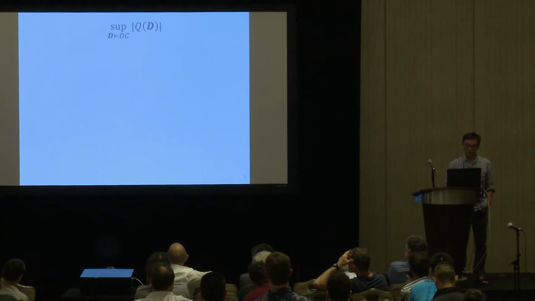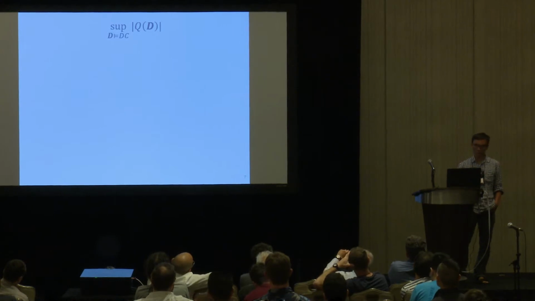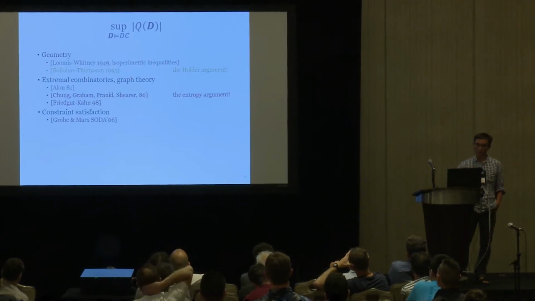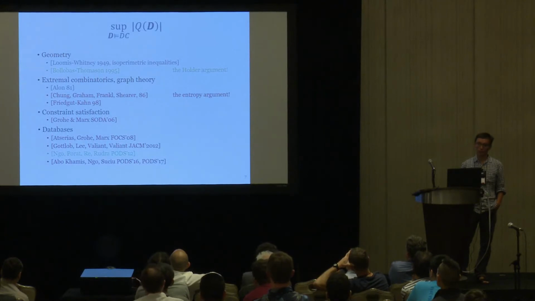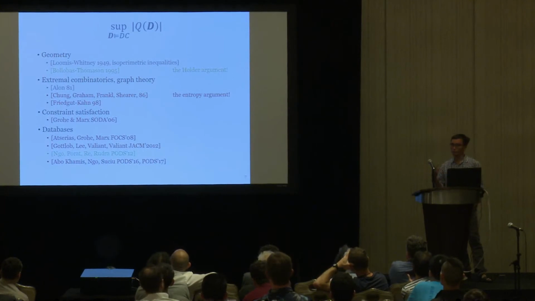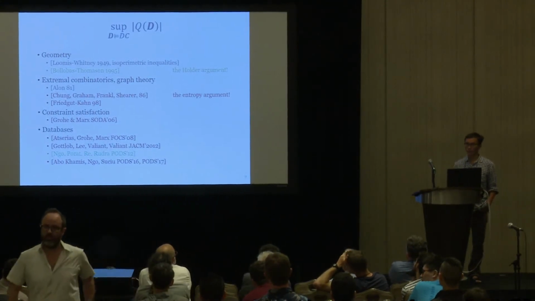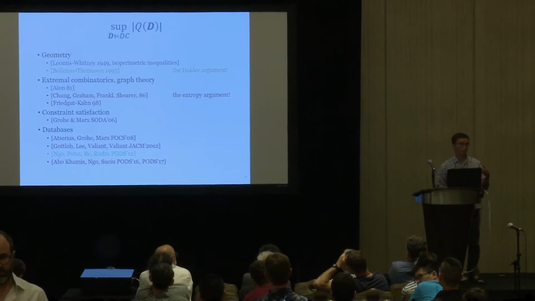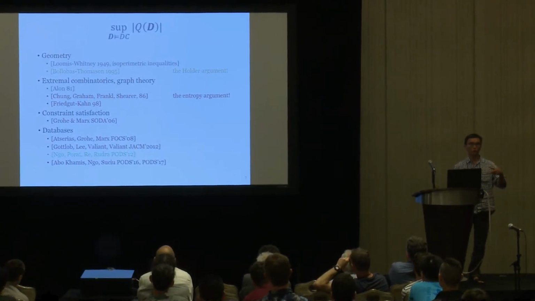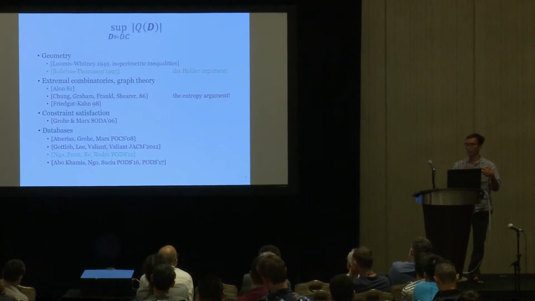All right. So there's actually quite a rich history of just trying to bound the output size. I'm not going to read this to you. From geometry to extreme combinatorics to constraint satisfaction to databases. But the thing I want to point out to you is that there are 2 fundamental arguments that were used. One is based on the Holder argument, a geometric inequality, and the other one is the entropy argument. And the story I would like to tell is that from these 2 ideas, we can both bound the output size and also design the worst case optimal join algorithms, whose runtime matches the output size.